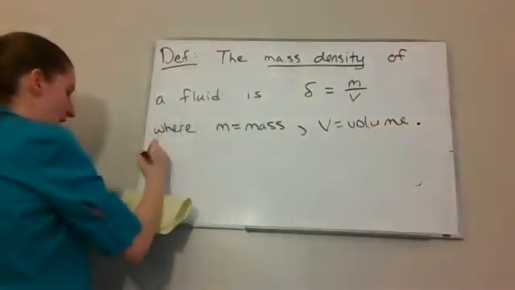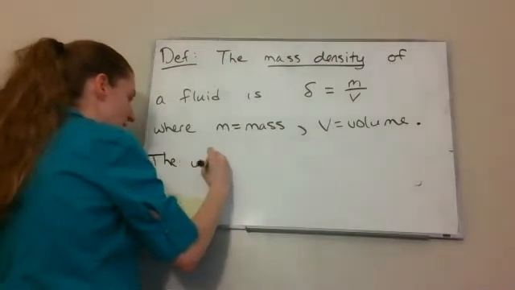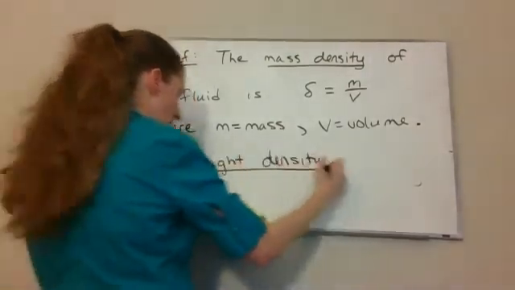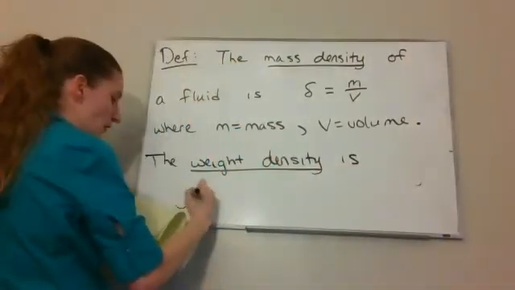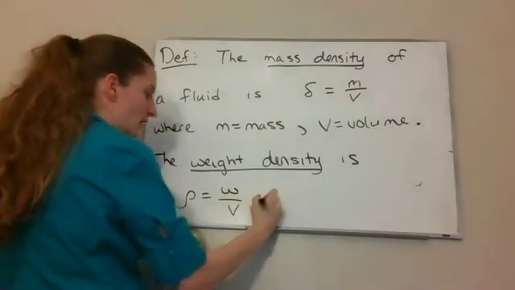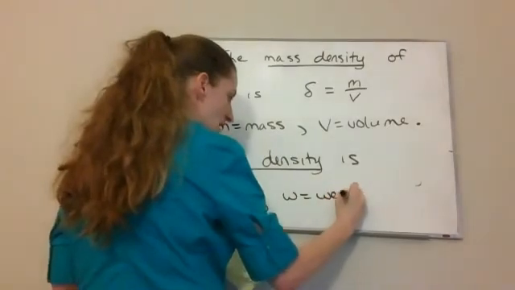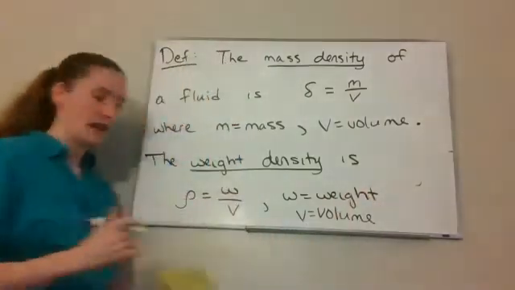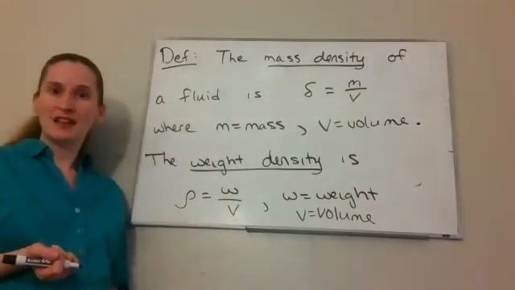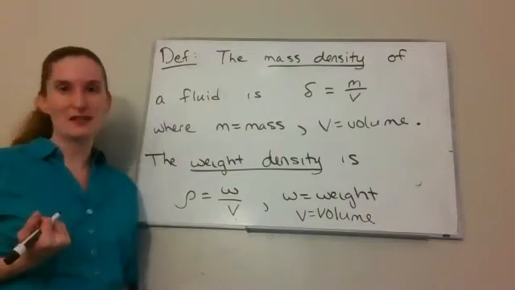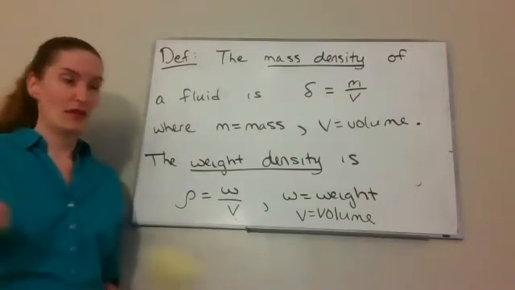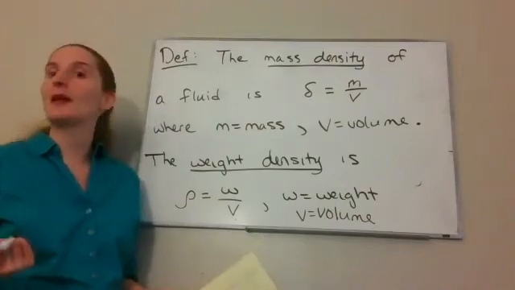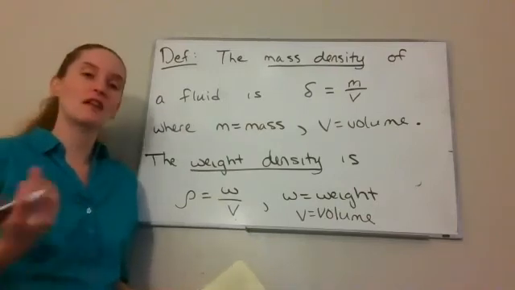That formula is our mass density, and the weight density is rho equals W over V, where W is weight and V is volume. In pretty much all the problems that we're going to see in this class, they're going to tell us the weight density or mass density that we need. There are lots of different densities for different types of fluids, and you can always find those by Googling them if you needed to find something that was not given in a problem.